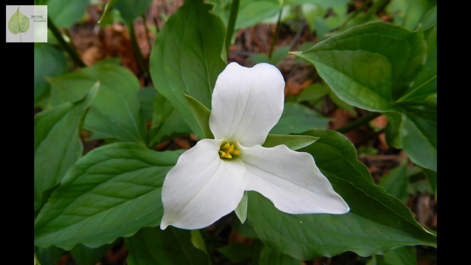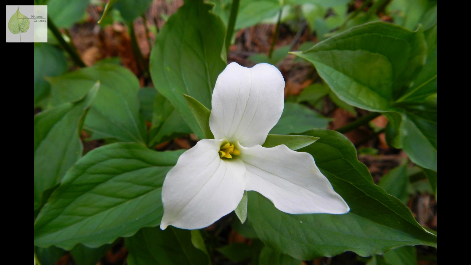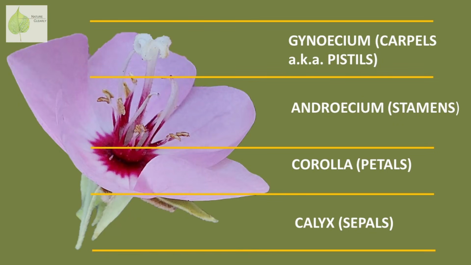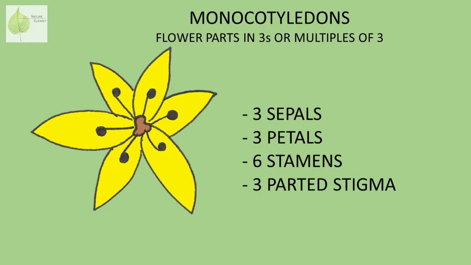Even though this trillium doesn't exhibit typical monocot leaves, it does have a typical monocot flower. Notice the number of its flower parts. If you're not sure how to recognize those, I recommend you watch my video on this topic, which I'll link down below. In monocots, sepals and petals, and generally the other plant parts, come in threes or multiples of three.